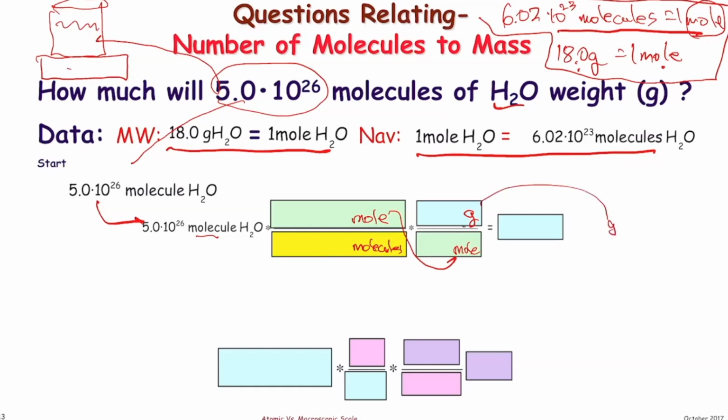The next thing you want to do is just write the numbers. Avogadro's number is 6.02 times 10 to the 23rd, 1 mole. Okay, and then molar mass, 18.0, 1 mole. And then all you have to do is the math. Take 5 times 10 to the 26 molecules divided by 6.02 times 10 to the 23rd, multiplied by 18, and you have your numbers. Okay.